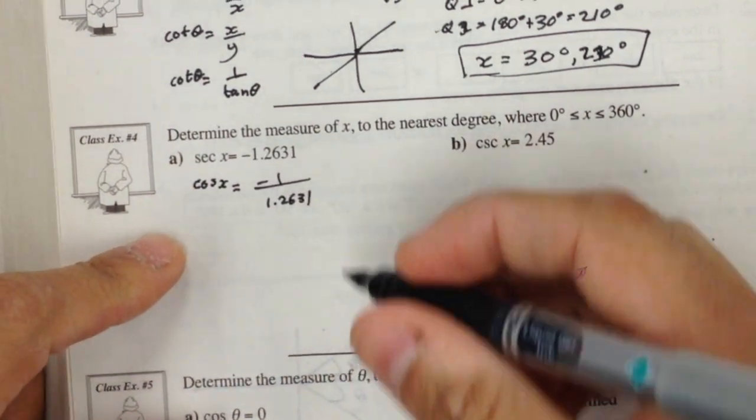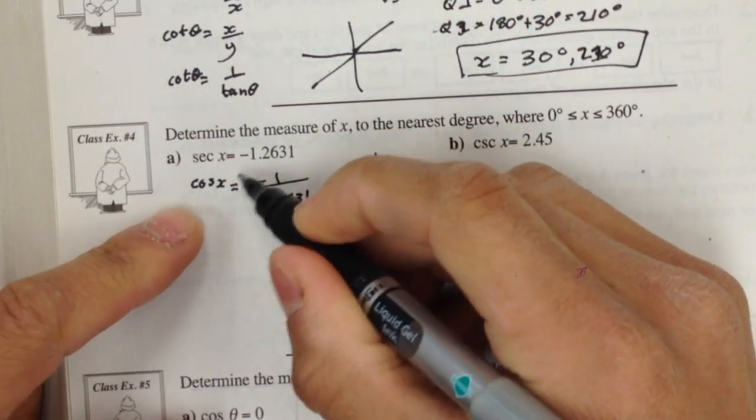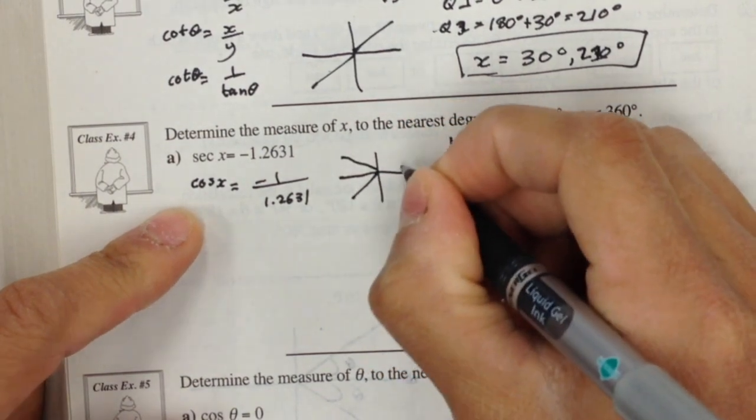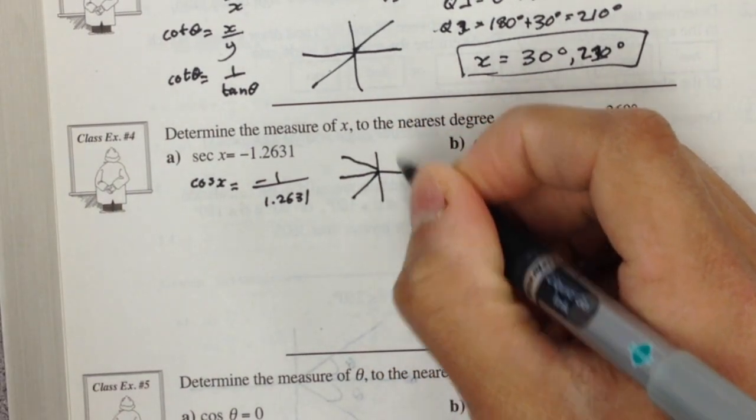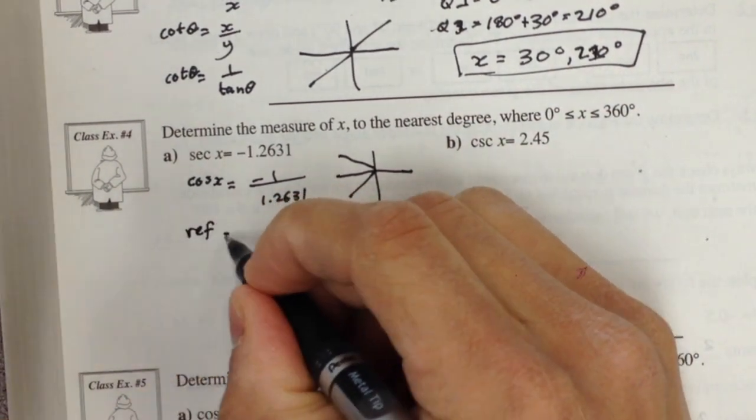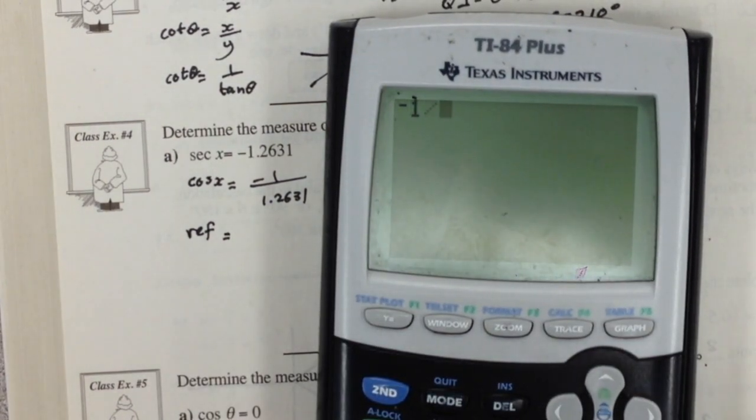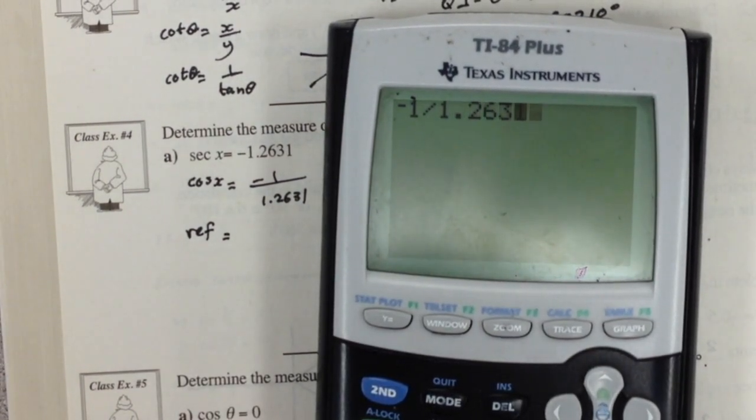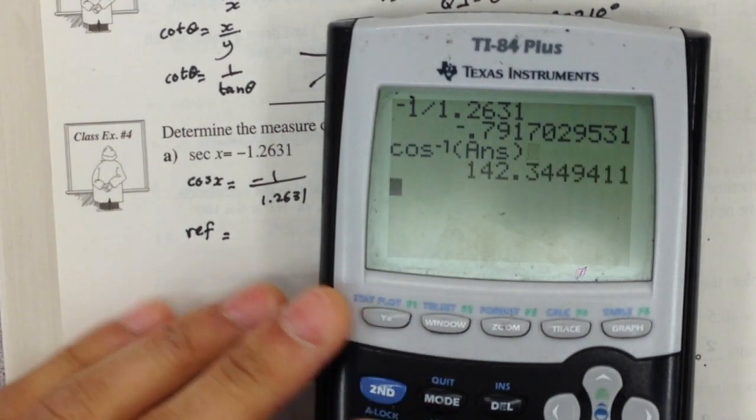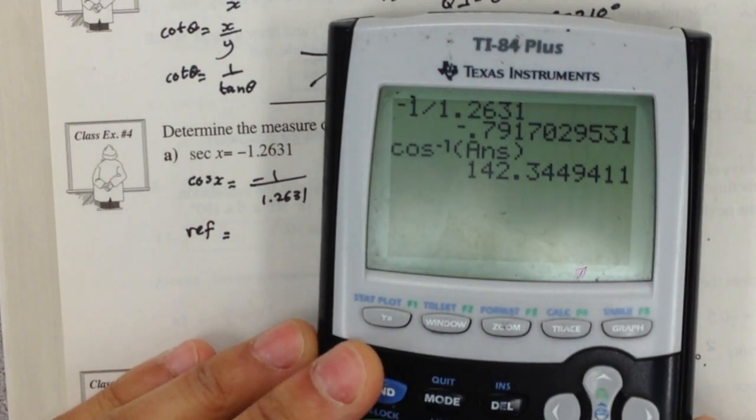It's negative, and so if we have a negative ratio for cosine, that means this is in quadrant 2 or 3, since cosine is negative in these two quadrants. So for the reference angle here, I take the inverse cosine of negative 1 divided by 1.2631, and the cosine of this is 142.3449.